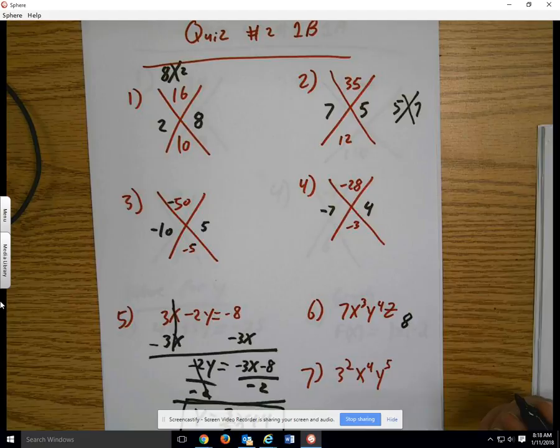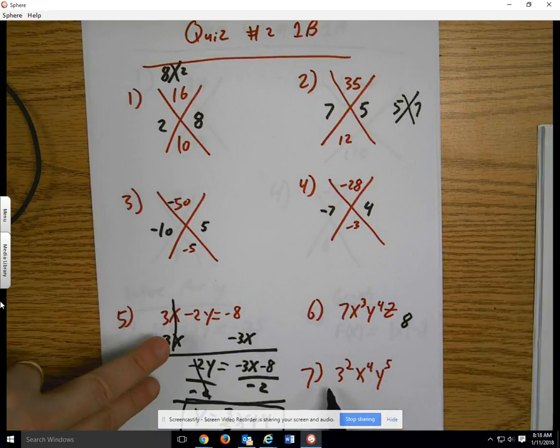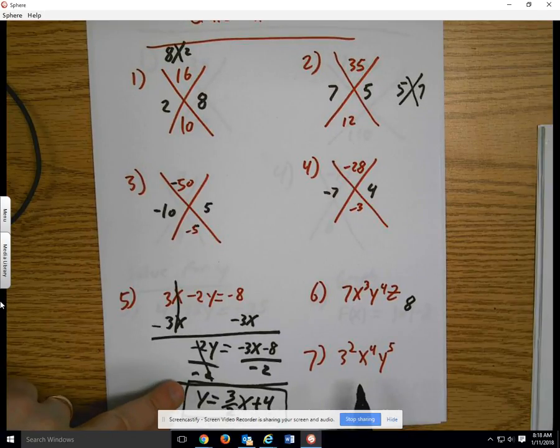Did you see how easy that was? You just add it. Okay, I guarantee a lot of people will miss this one. Who could tell me the answer for number 7? 11. Okay, 11 is what I would expect people to say, and it's not right, but let me show you why.